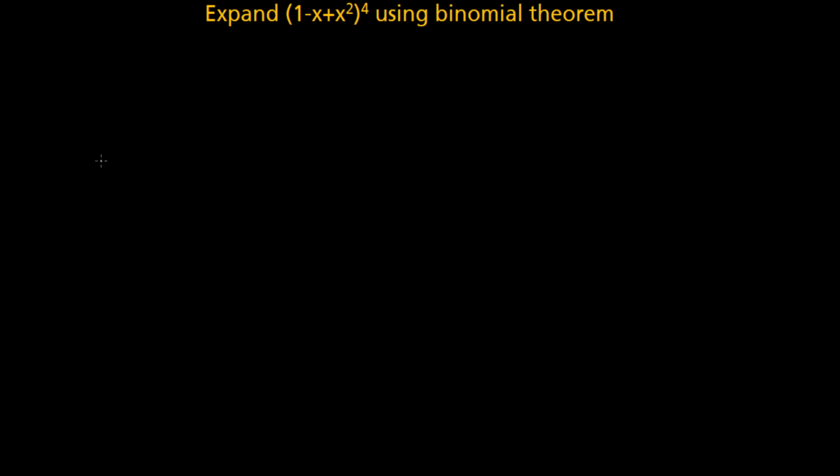So this is the fourth question, 1 minus x plus x squared raised to the power of 4. This is similar along the lines of the previous question, so let's do it. So here what we're going to do, again it's the same thing, 1 plus x squared. This is a trinomial expression, so we need to make it somewhat similar to a binomial expression.